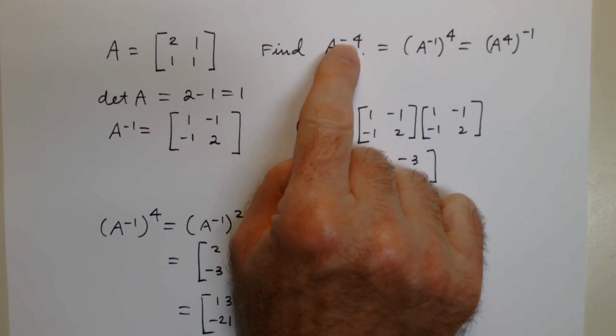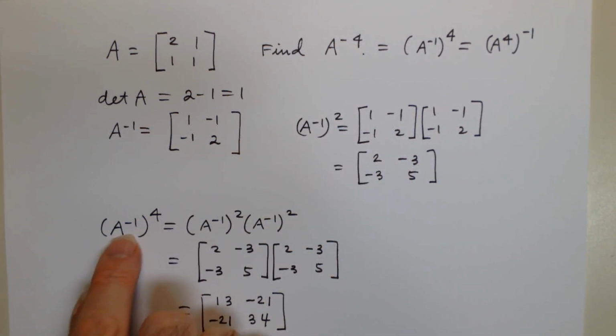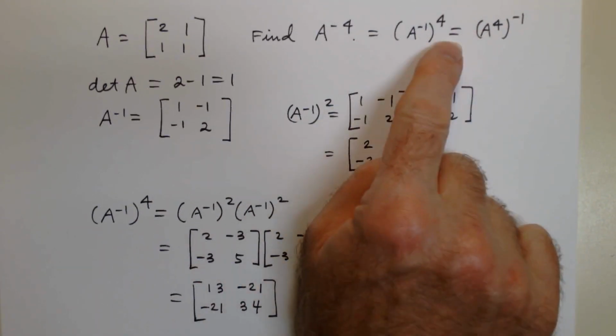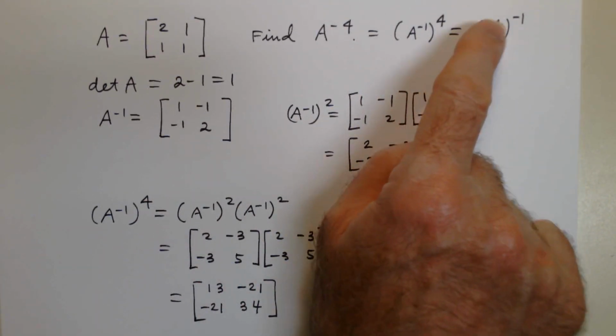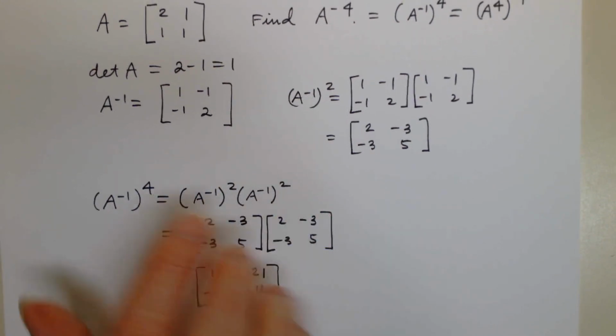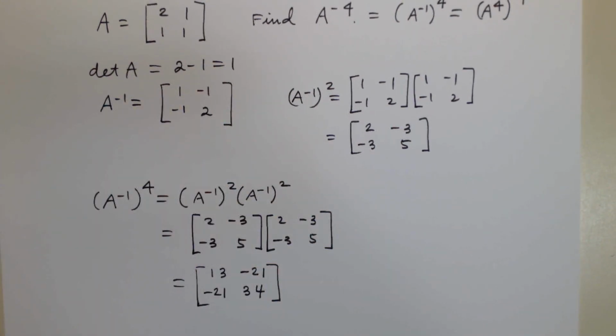We can work out A to the negative 4 by working out the fourth power of A inverse. And so that's the answer. We could have easily gone this way: we worked out A to the fourth first and then worked out its inverse. But this way worked just fine because the inverse wasn't so bad to calculate. All right, great. So let's head back to the course notes and carry on.